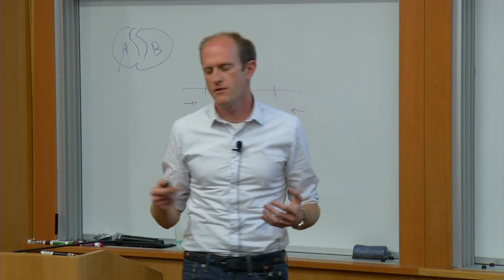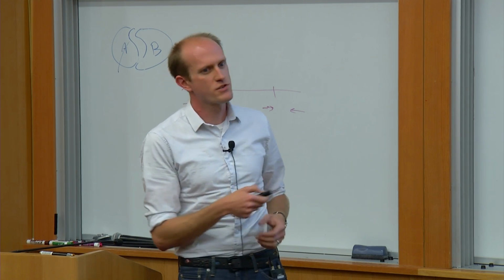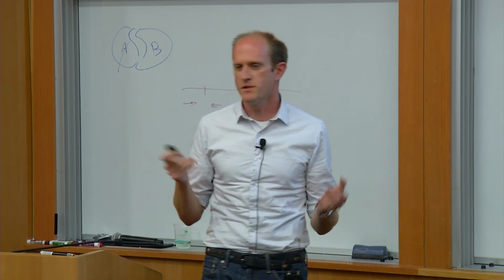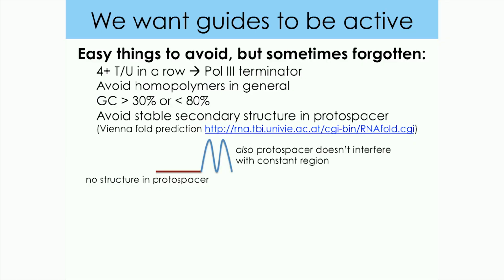And just in terms of predicting secondary structure, by the way, you can predict RNA secondary structure with servers like Vienna. So this is not something you have to install or anything. You can just go and check this out. You want to avoid 2 things. First off, if you have a protospacer, you want to avoid very, very stable secondary structure in the protospacer.